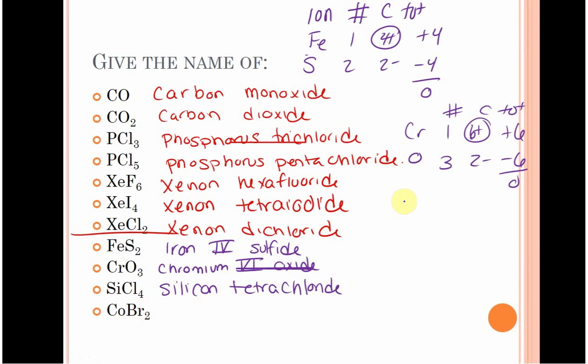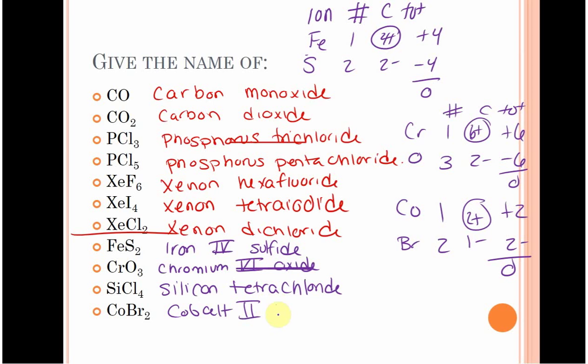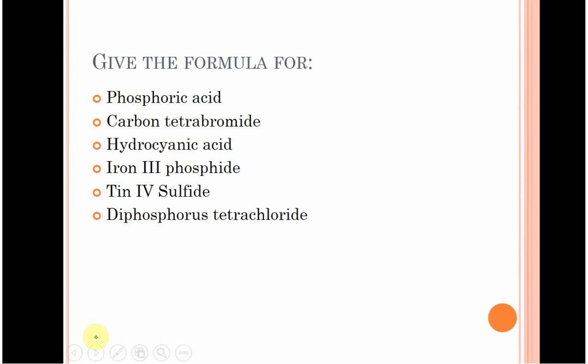Cobalt and bromine. Cobalt is a transition metal. There's one cobalt, two bromines. Bromine is in group 7, so it has a 1 minus charge. Gives us a total of 2 minus. To cancel, that means we need a plus 2 charge. So cobalt here is going to be 2 plus. So this is cobalt(2) bromide. Same thing here. A lot of these you're going to have to make a table for.